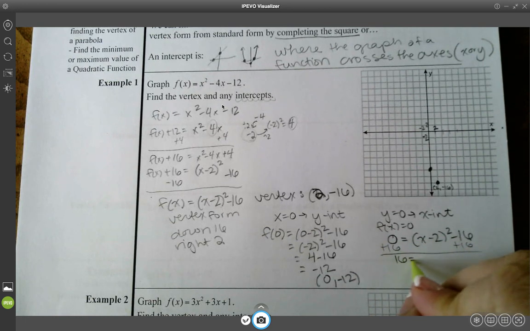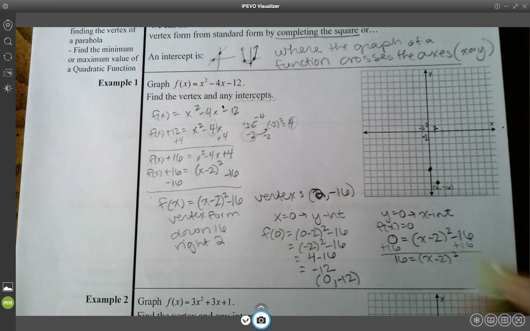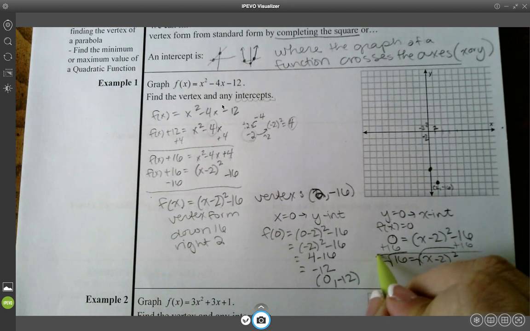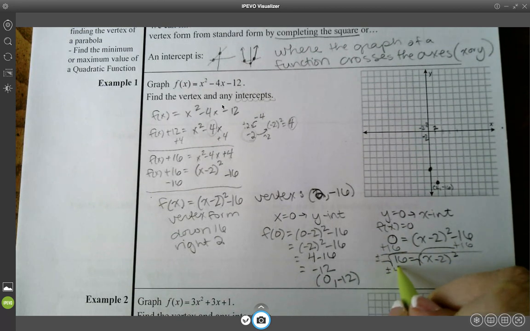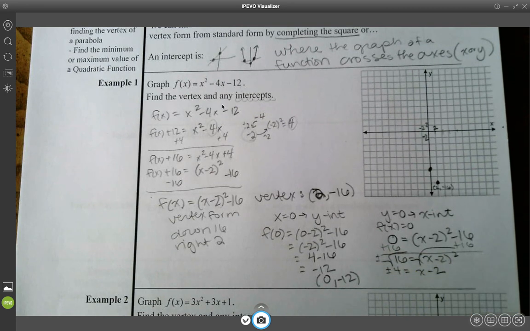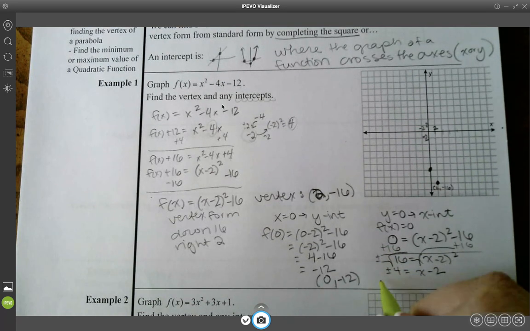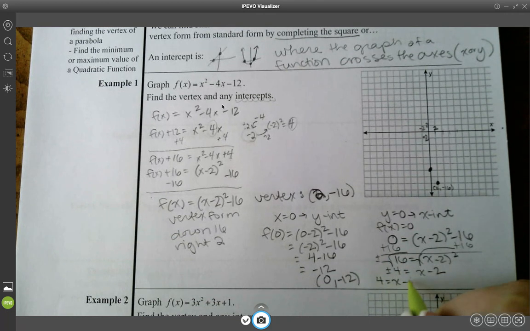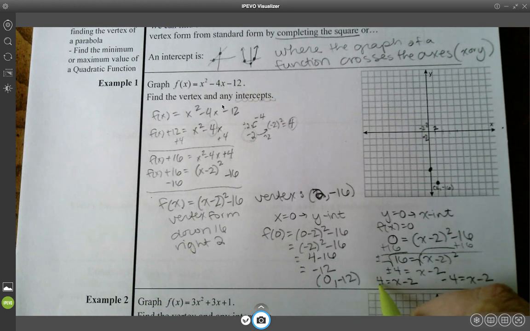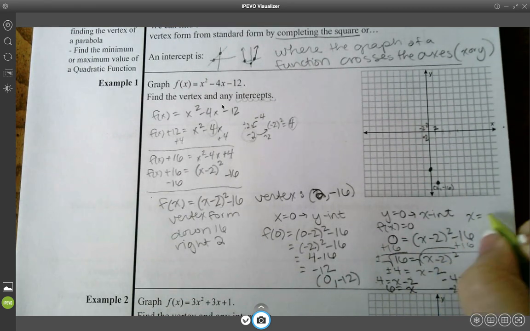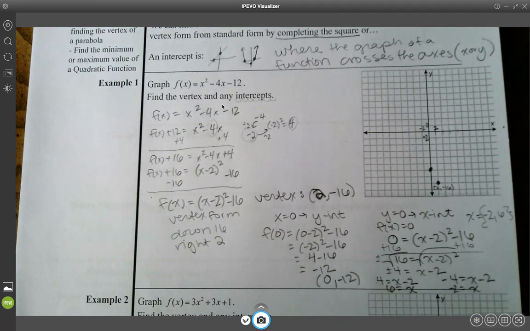So we get 16 equals x minus 2 squared, square root property. So we get plus or minus 4 equals x minus 2. Well, this is actually two different equations. We get 4 equals x minus 2, and negative 4 equals x minus 2. Add 2 to both sides, so we get 6 equals x. Add 2 to both sides, negative 2 equals x. So we actually get that x equals negative 2 and 6. Two answers, just like we were seeing in the last few sections.